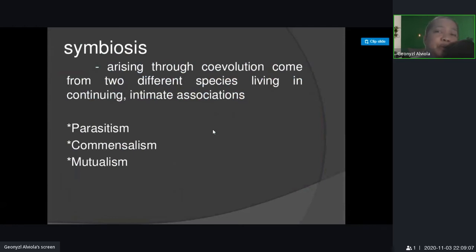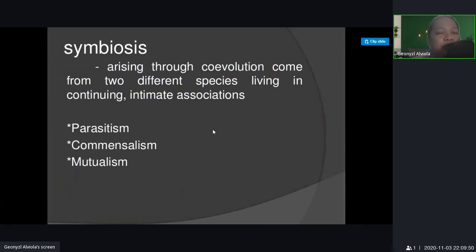Next, mutualism. In mutualism, both parties get a benefit from each other. A good example of mutualism is a tree and a bird. The bird acquires food from the tree by looking for termites in the holes, and at the same time it helps in pollination, and sometimes the bird also eats the fruit from the tree. So those are the benefits received by the bird from the tree.